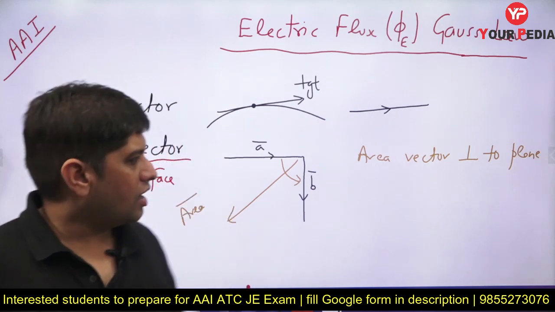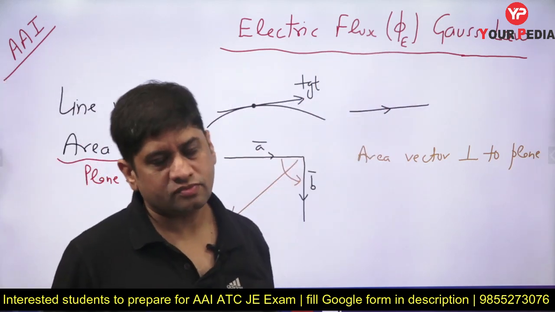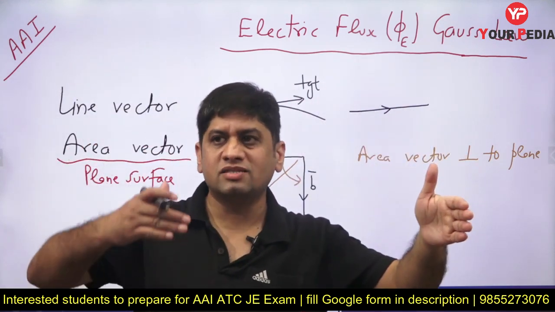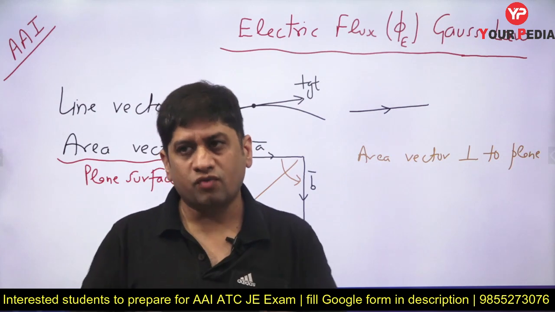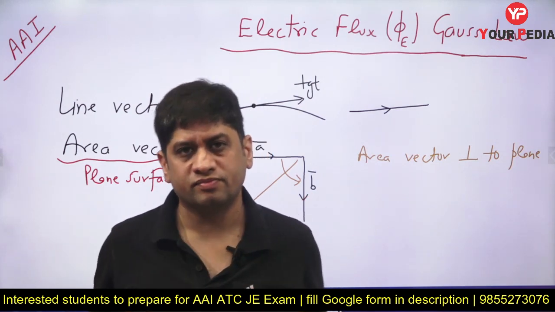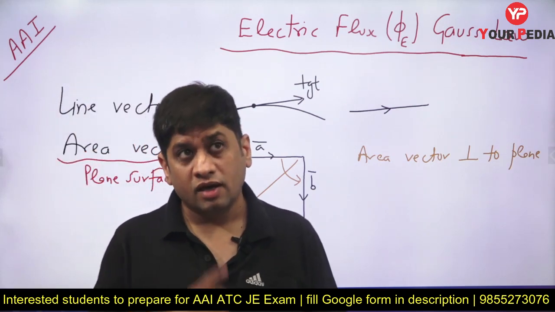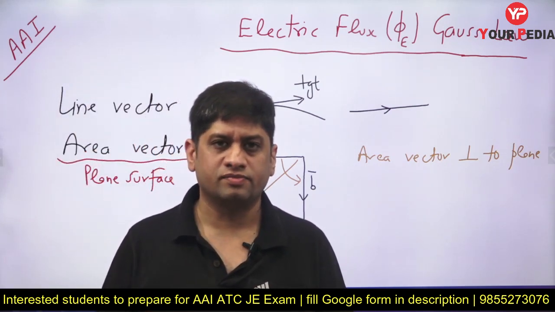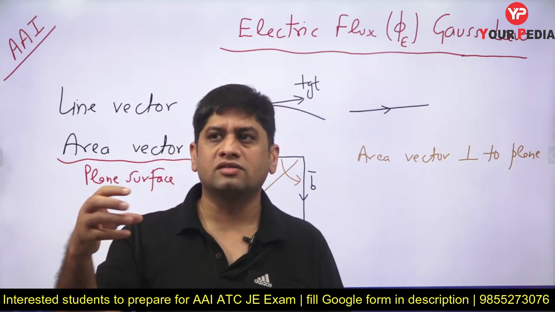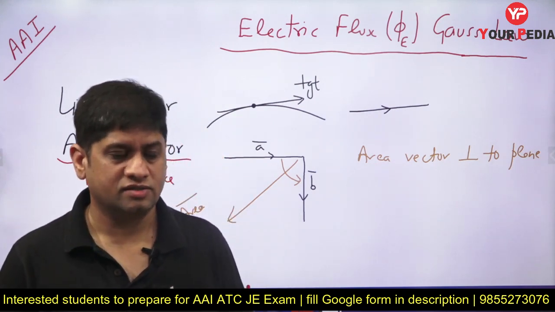Now I'll try to make some sense of the meaning of it. Flux means something which is flowing out. Flux means something which is going out from some particular surface or some particular area. Something which is coming out is called flux. Here it is electric flux. Electric flux means electric field lines coming out from the surface.